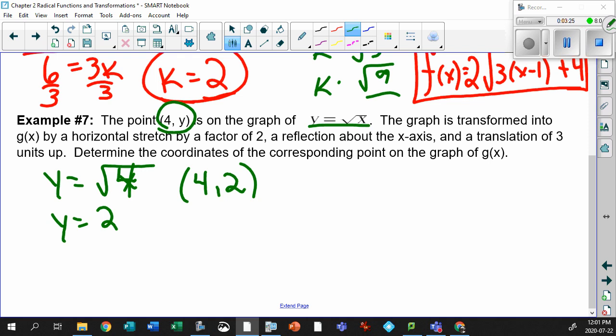Now, knowing the point, watch this. It says the graph is now transformed into a new graph, g of x. First thing you're going to do is a horizontal stretch factor of 2.